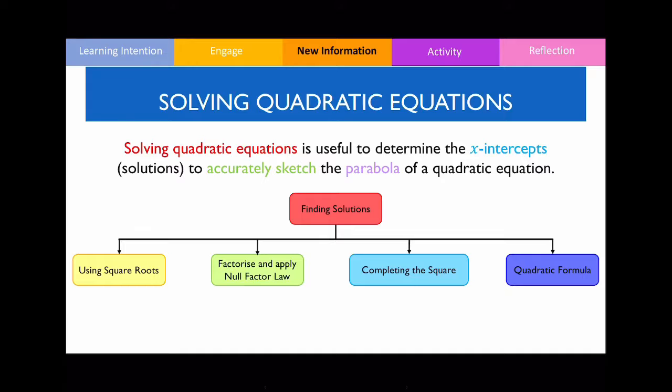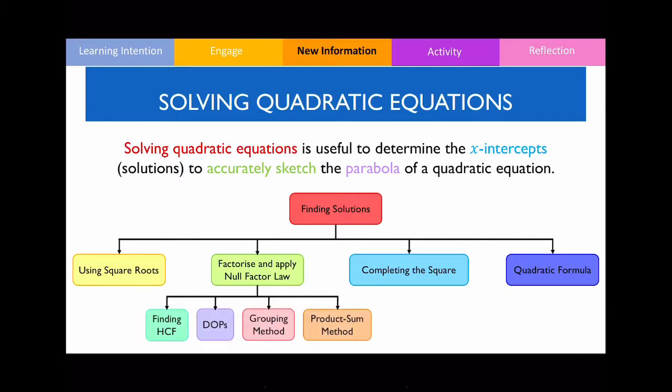And I said that for factorizing, I showed you various ways that you could actually factorize. So we did that by using the highest common factor. We looked at DOPS, the grouping method, as well as the product sum method. And I'm hoping that you guys have a solid understanding of these methods, as this will make it a lot easier for you to understand what I'll be showing you in today's lesson.